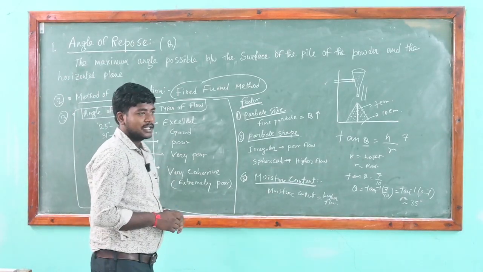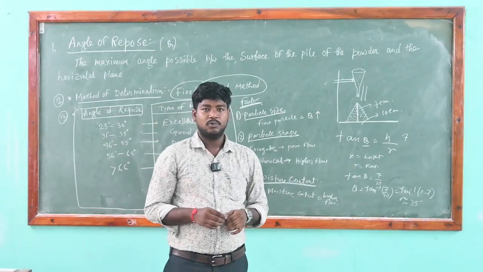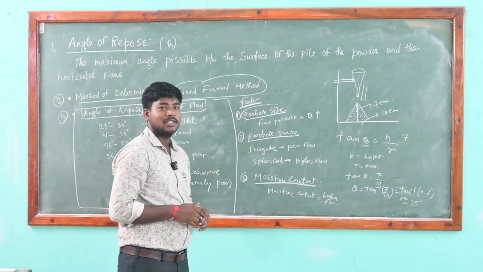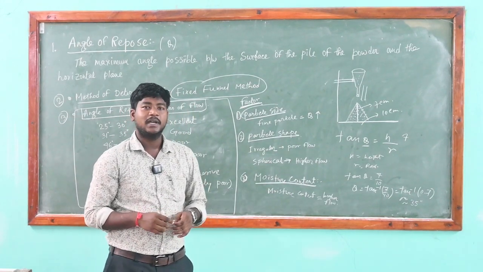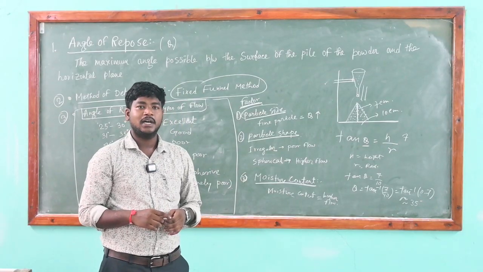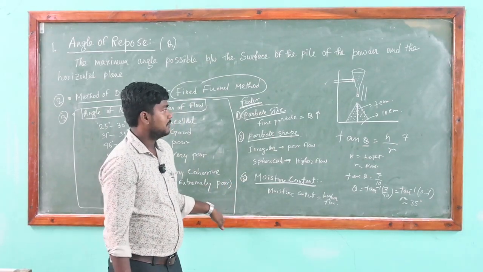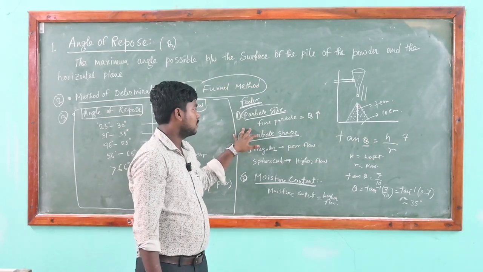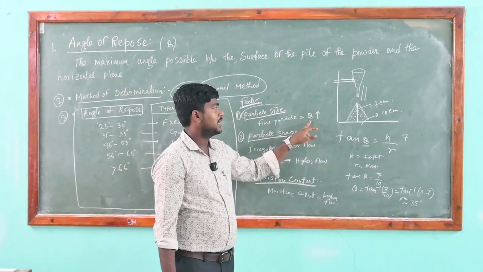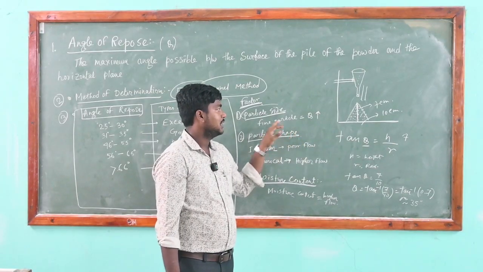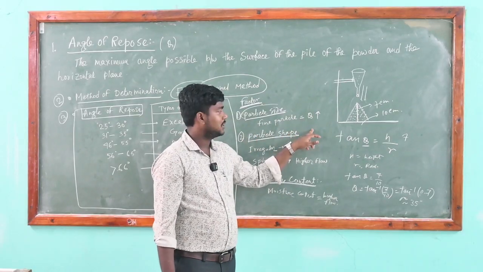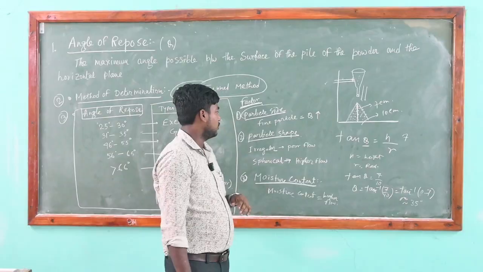Now, what are the various factors which influence the angle of repose? First is particle size. The particle size is very important for determining the angle of repose. If the particle size is very small, then the cohesiveness is very high, and the angle of repose is very high. So we can conclude that if the powder is very fine, then the angle of repose is very high. That means the powder does not spread out easily, so the angle between the flat surface and the horizontal surface gradually increases the angle of repose.